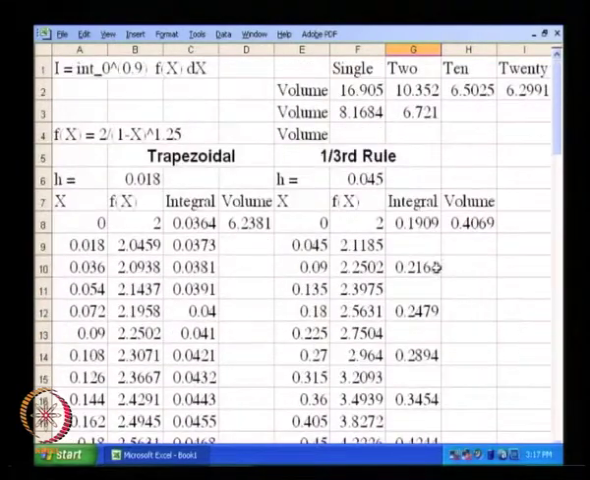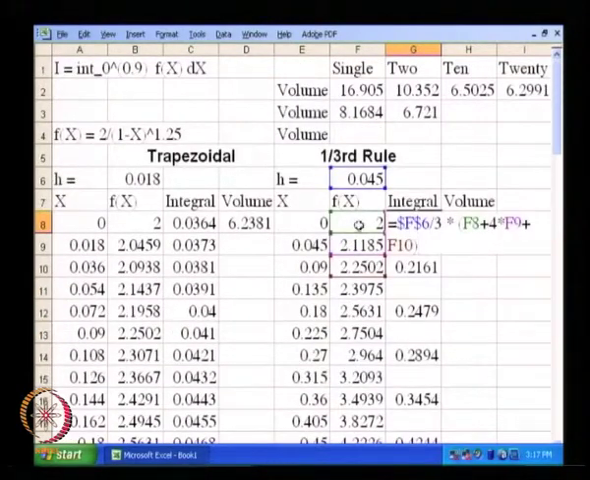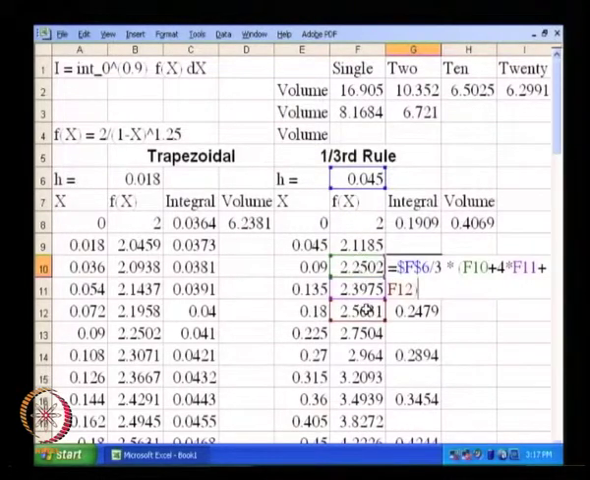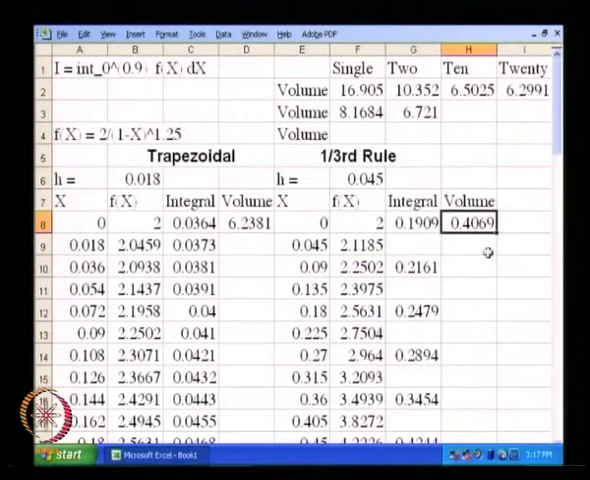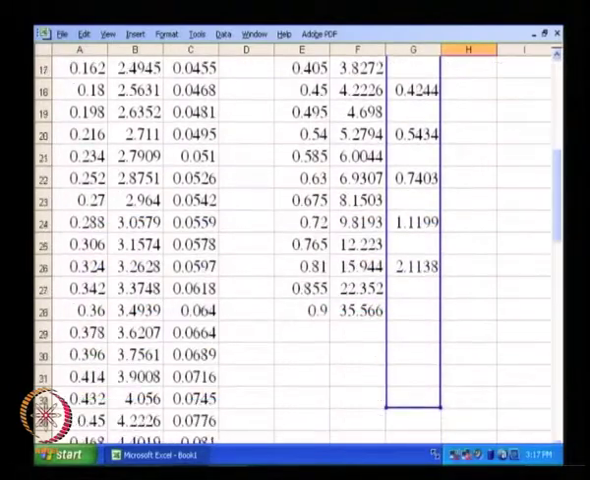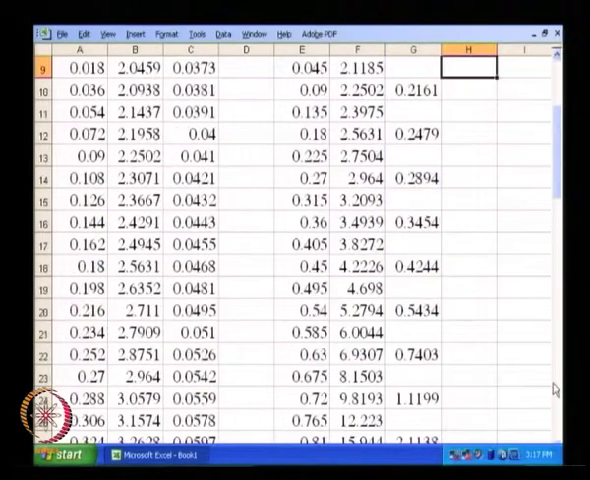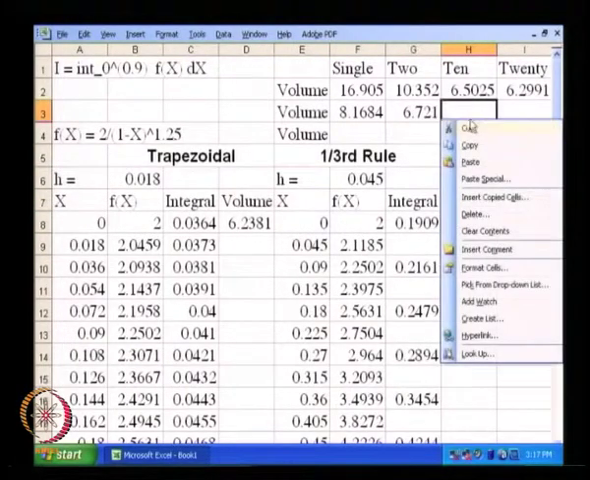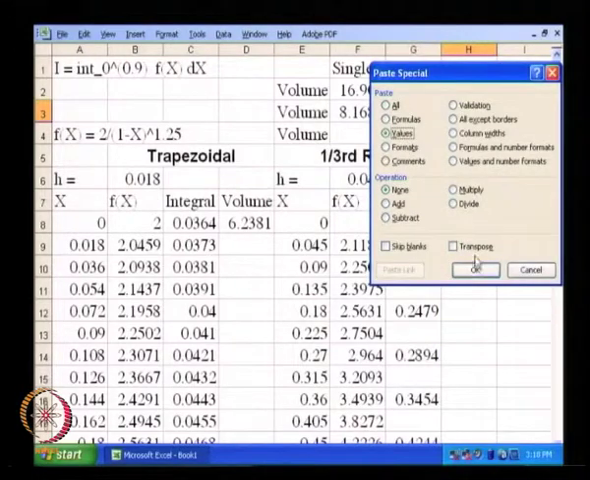Okay. So, this is going to be y1 plus 4y2 plus y3 multiplied by h by 3. This will use these 3 points, and so forth, and the volume is going to be the entire sum that we just drag over here, and the volume that we get is 6.23 using 10 applications.